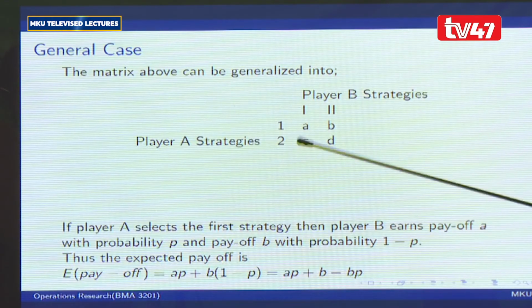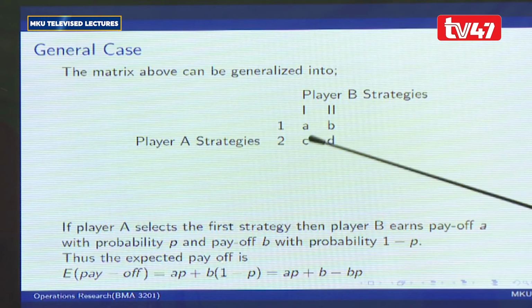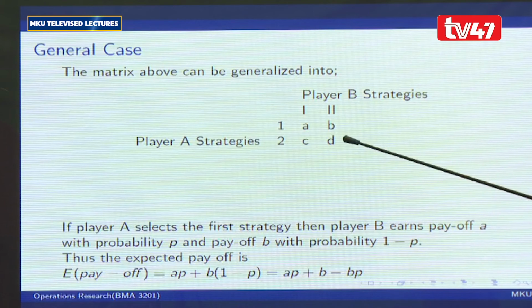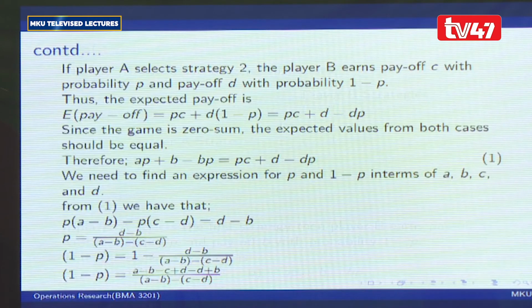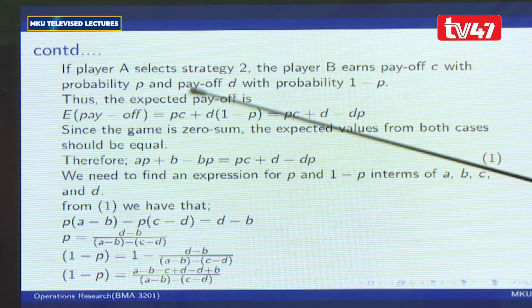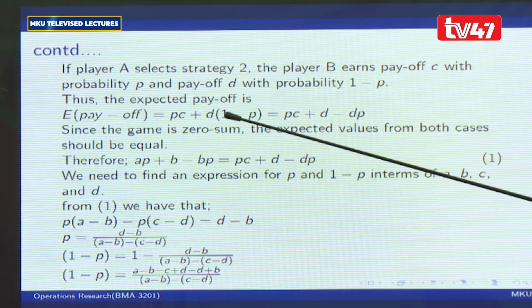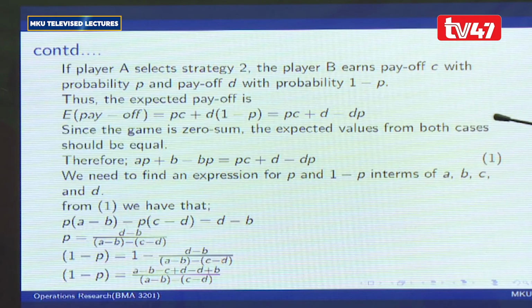Ask ourselves, if A selects the second strategy, then B gains C with probability P, and D with probability 1 minus P. Repeat that: if player A selects the second strategy, we have C with P and D with 1 minus P, so we can get the expected payoff to be PC plus D times 1 minus P along the row. So that when we open the bracket, we get this.